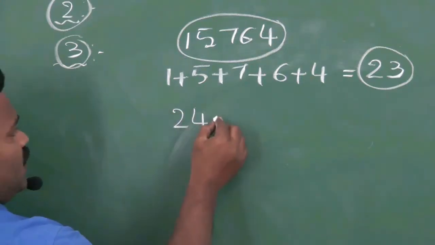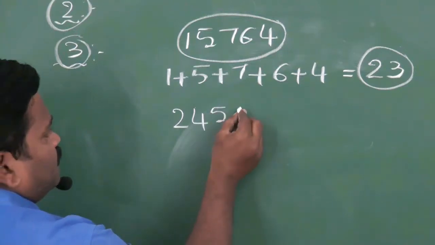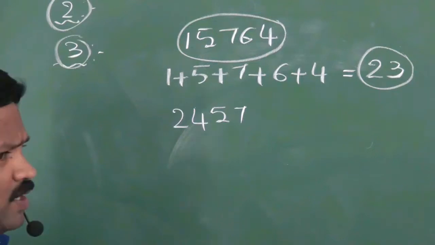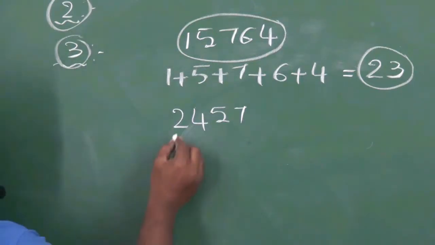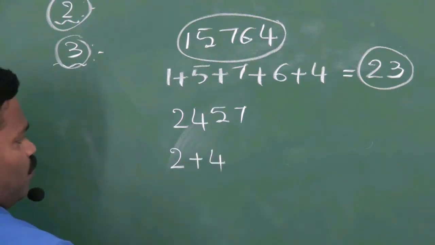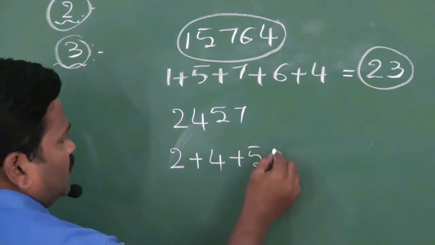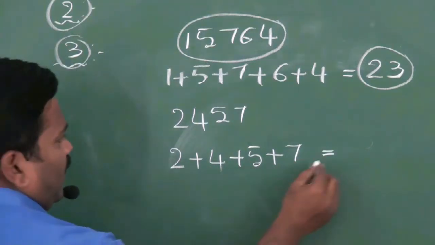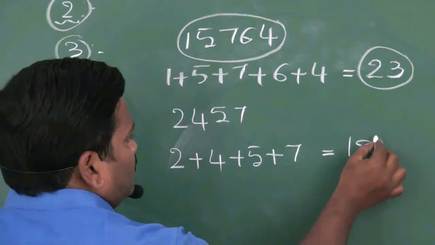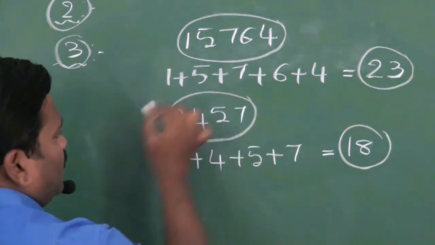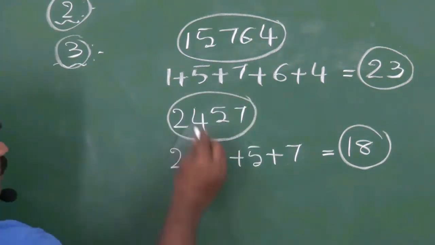2, 4, 5, 7. Is this number divisible by 3? Let us check it out. Add all the digits. 2 plus 4 plus 5 plus 7. Add it: 6, 11, 18. This 18 is divisible by 3. Therefore, this entire number is divisible by 3.